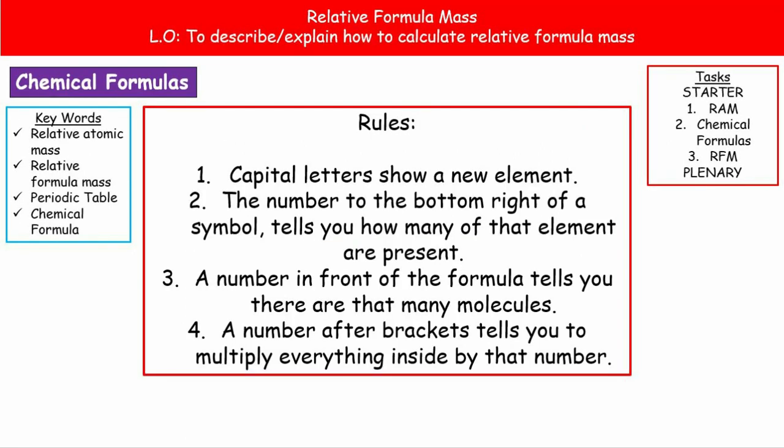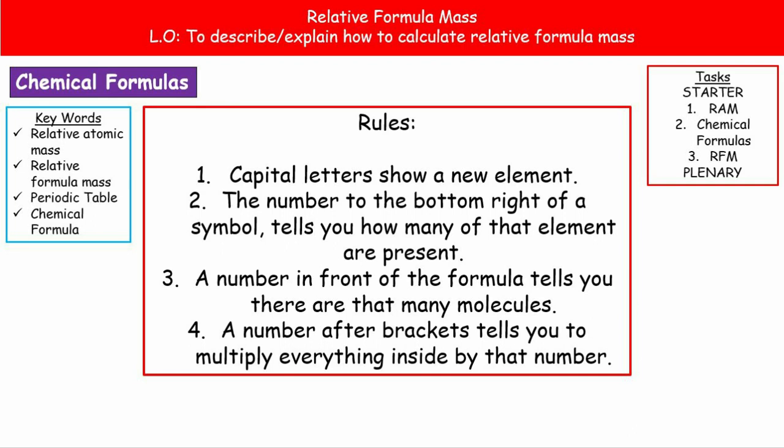Now, when it comes to us writing a chemical formula, there are 4 really important rules that we've got to follow. So these are our 4 rules here. Make sure you've got them written down, highlight them, stick them in a box, do something to make it stand out. Our first rule is that anytime we see a capital letter, that shows us we've got a new element. So whenever you write a symbol for an element, it must start with a capital letter.